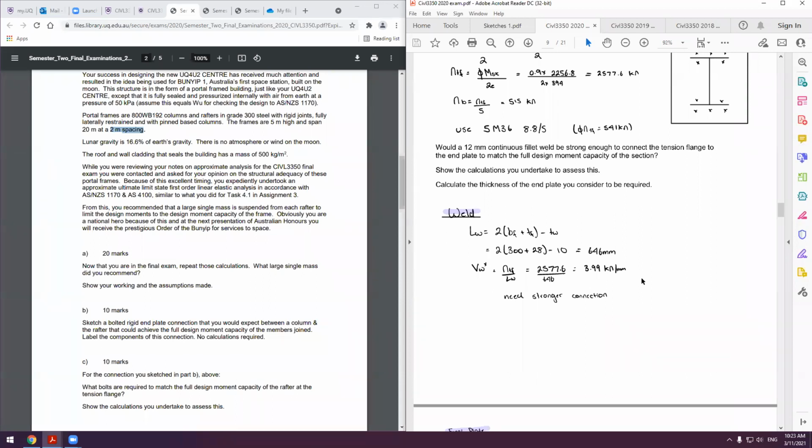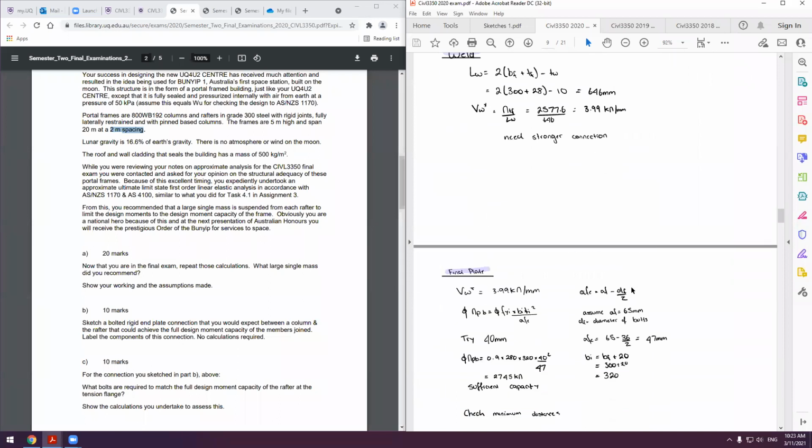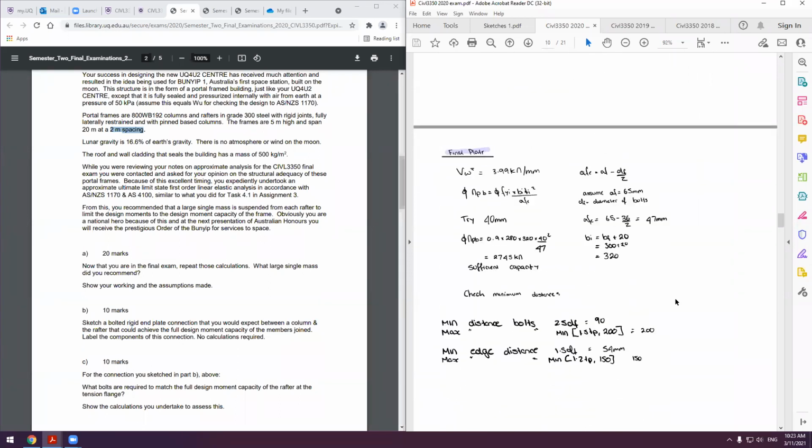And therefore, we're given 3.99 kilonewtons per millimeter. When we're dealing with a 12mm continuous fillet weld, it has a maximum capacity of about 1.9 kilonewtons per millimeter. Therefore, we need a larger weld size. Again, that capacity is given in your bolt and weld capacity guide in that handout. Really, really useful handout, especially next year as well. So we're going to need a stronger connection, and then we're finding our plate.